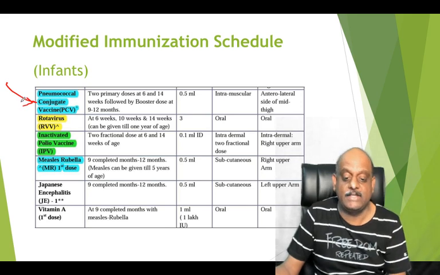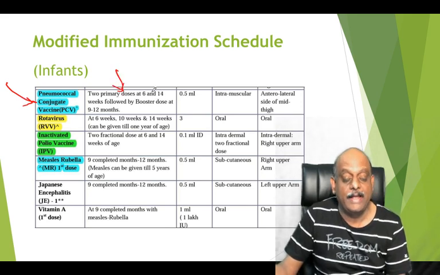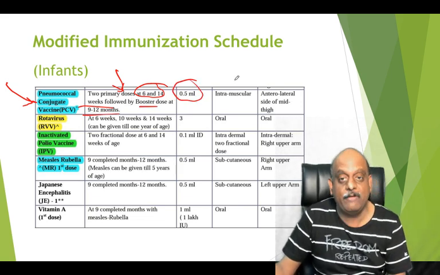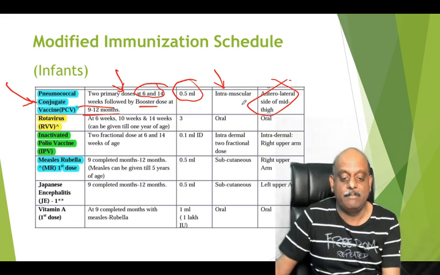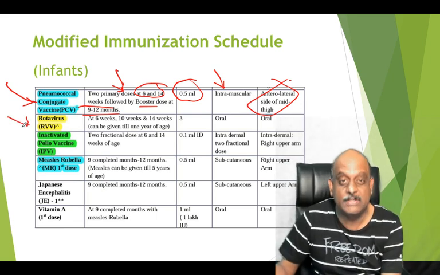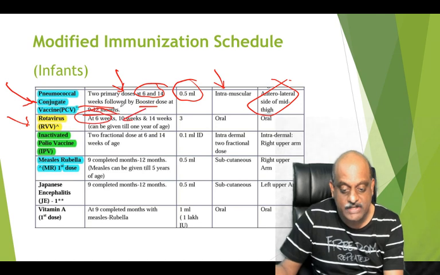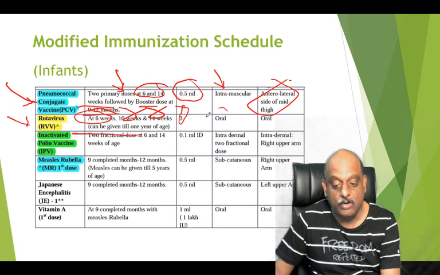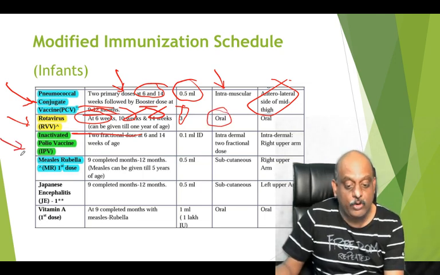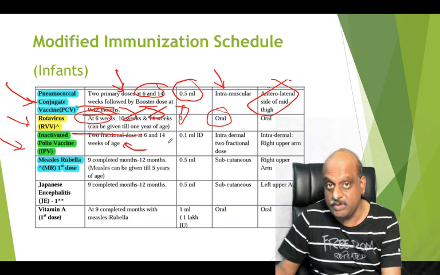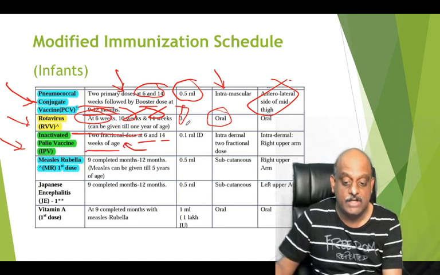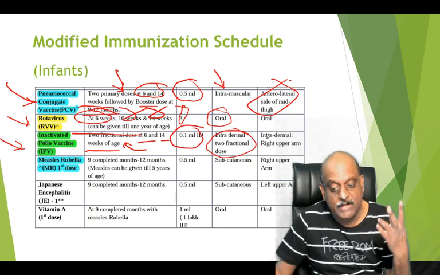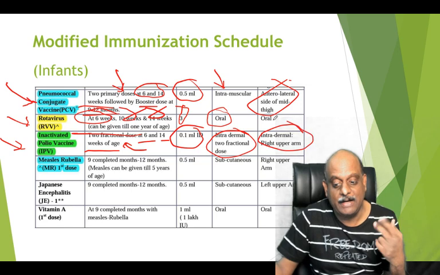Pneumococcal conjugate vaccine, 2 primary doses at 6 and 14 weeks followed by booster dose at 9 to 12 months, 0.5 ml IM anterolateral side of the mid-thigh. Rotavirus, please don't forget, at 6 weeks, 10 weeks, 14 weeks can be given till 1 year, 3 ml orally. Inactivated polio vaccine, 2 fractional doses, 6th and 14th weeks of age, 0.1 ml intradermal, right upper arm.